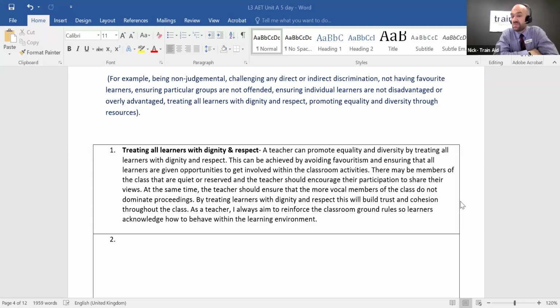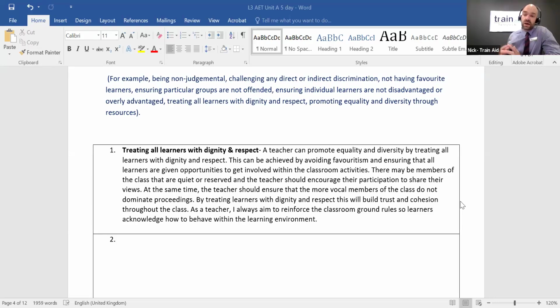So this can simply be achieved by avoiding favoritism, ensuring that all learners are given opportunities to get involved within the classroom activities. There may, of course, be some learners who are quite shy or reluctant to speak up. And I guess it's your challenge as a teacher to make a comfortable atmosphere, to draw the answers out from them through questions, discussions. So hopefully it just builds their confidence as well.